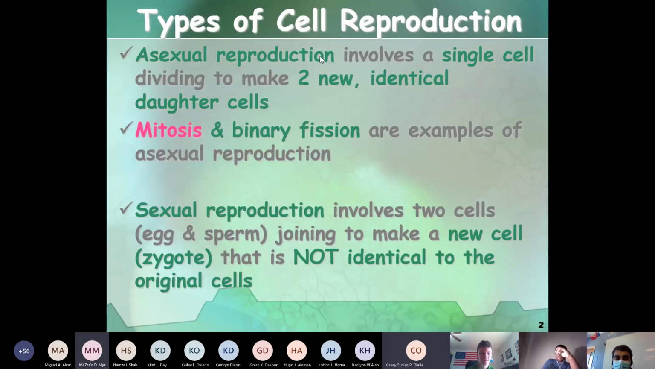Asexual reproduction involves a single cell dividing to make two new identical daughter cells. Mitosis and binary fission are examples of asexual reproduction. Sexual reproduction involves two cells, egg and sperm, joining to make a new cell.